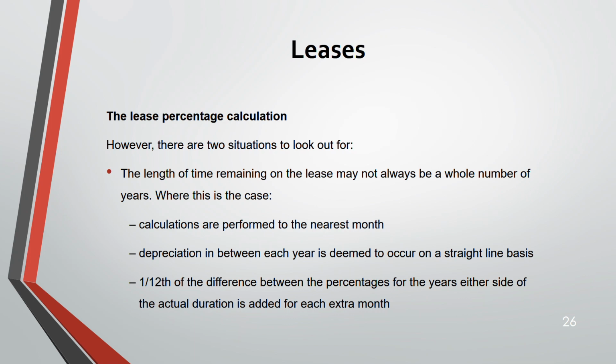So what do you do? You get the 1/12 of the difference between the percentages of both 38 and 39. This 1/12 you will take for each extra month. Let's say it is 38 years, 6 months. So for each month, you will take this difference and add it. We'll see through our calculation how to do this.